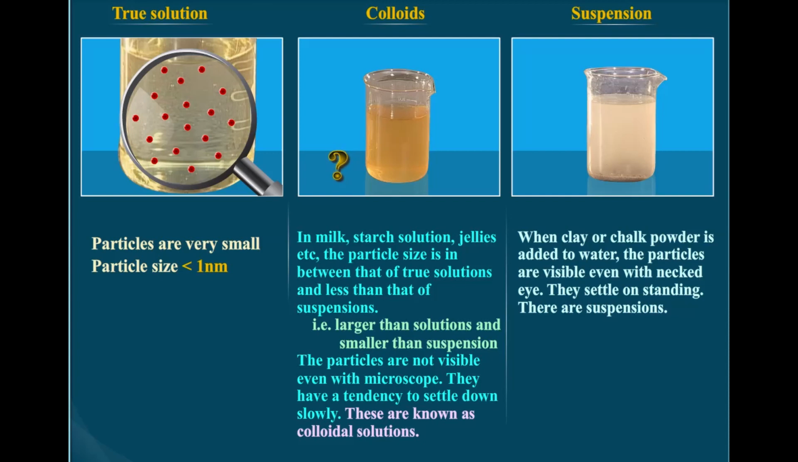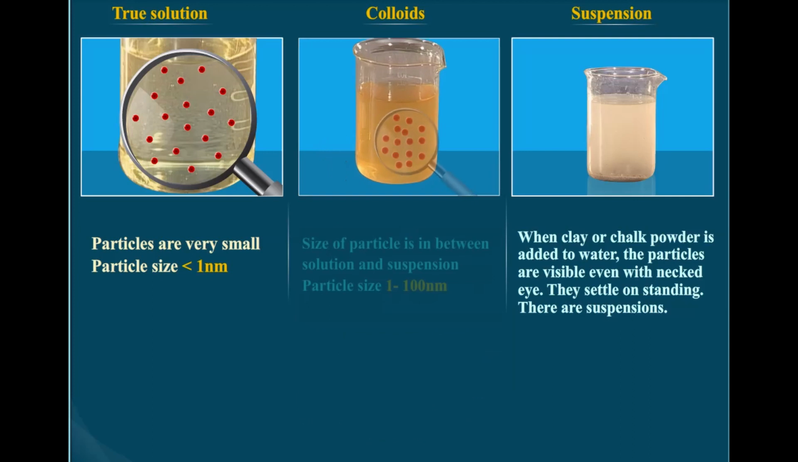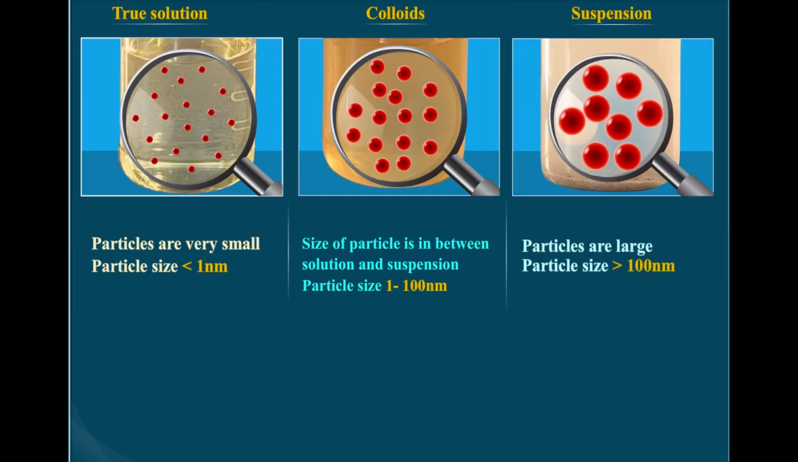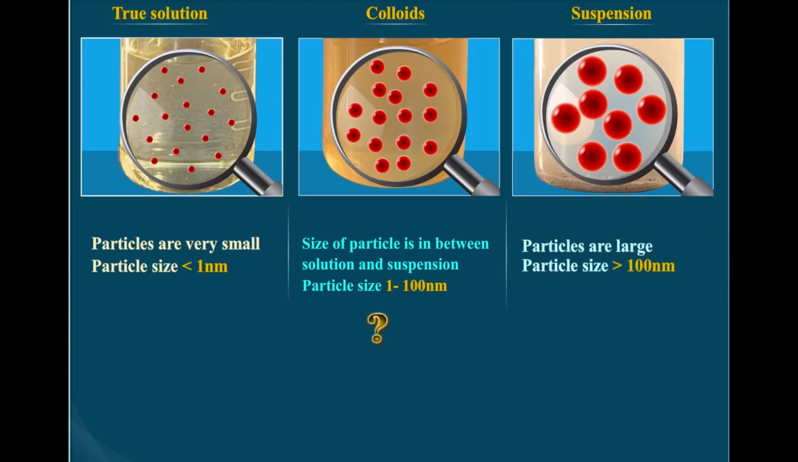As we can see, the particles are very small, that is, the particle size is less than 1 nanometer in a true solution. While in colloids, the particle size is between 1 to 100 nanometers. And in a suspension, the particles are large and their size is greater than 100 nanometers.